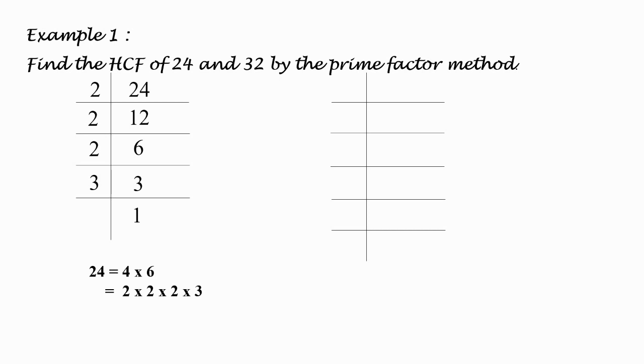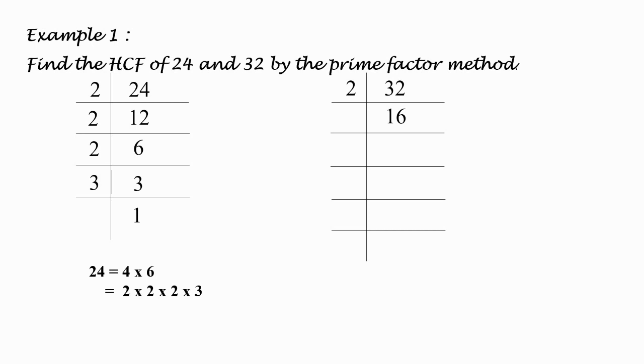Now we'll see for 32. Again 32 we will write on the right hand side of the vertical line and the factors of 32 are 2 and 16. Correct? So from 2 and 16, 2 we will write on the left hand side of the vertical line and 16 we will write below 32 on the right hand side of the vertical line.